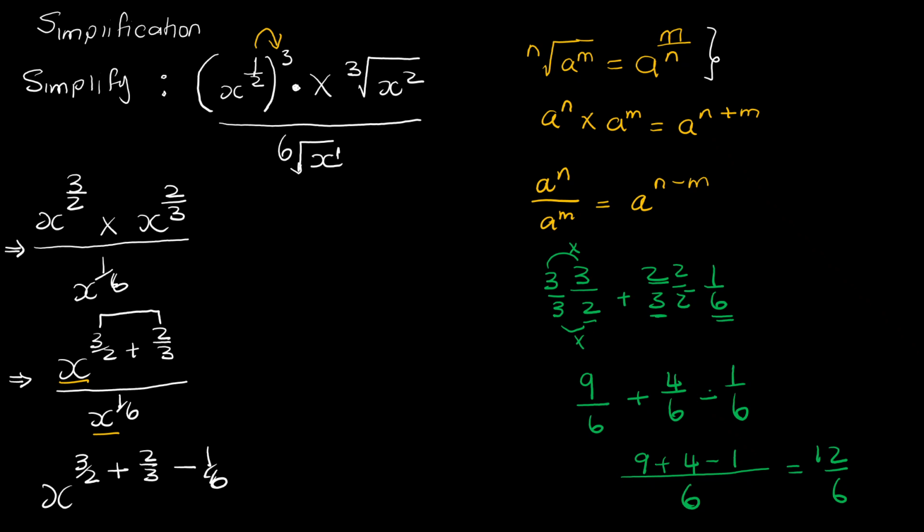So this tells me that, when they see you writing this, they will be very impressed with your work. So this will be x to the power 12 over 6, but we know that 6 goes into 12 two times, so the final answer will be x squared. And that's it for this problem. Let's continue on simplifying exponents.